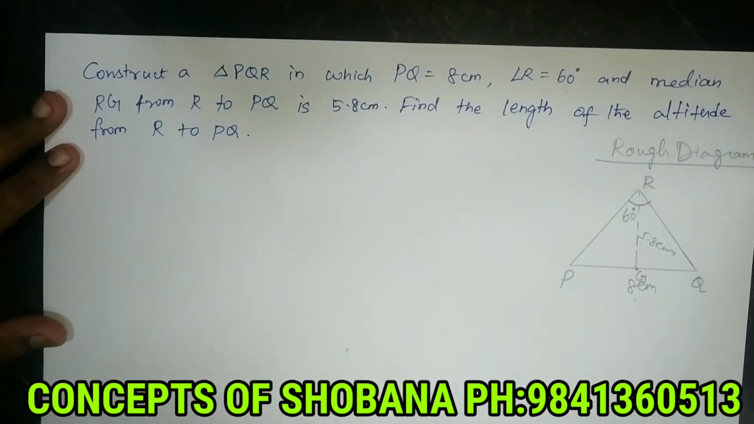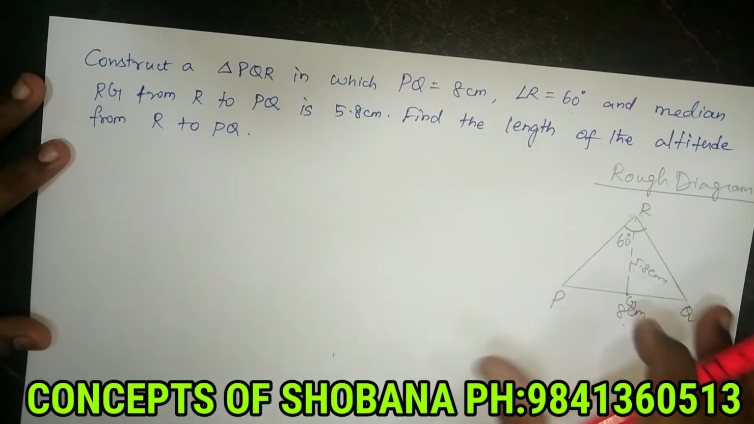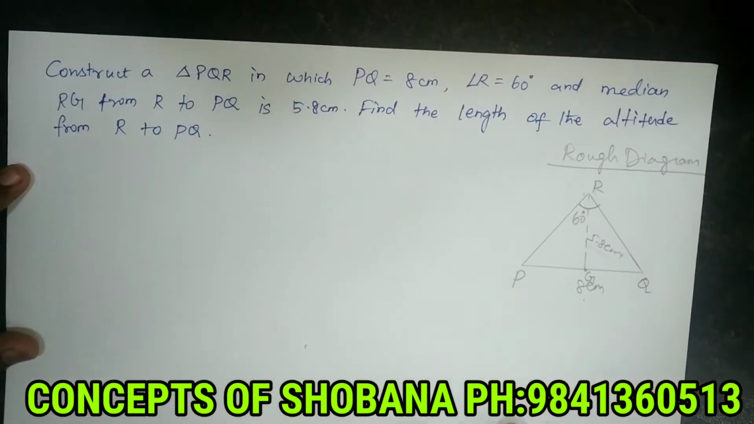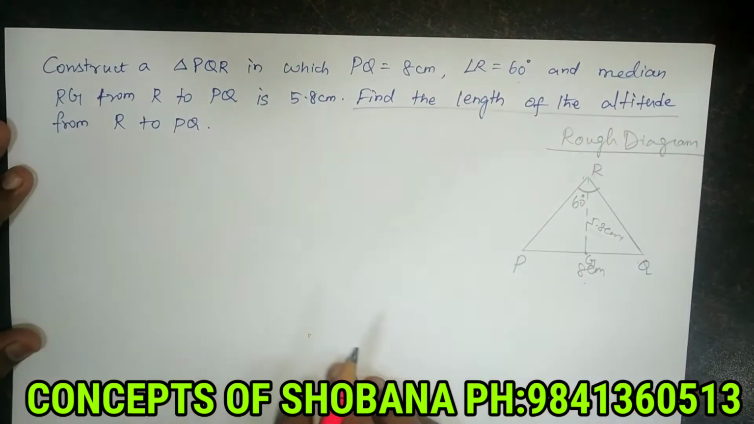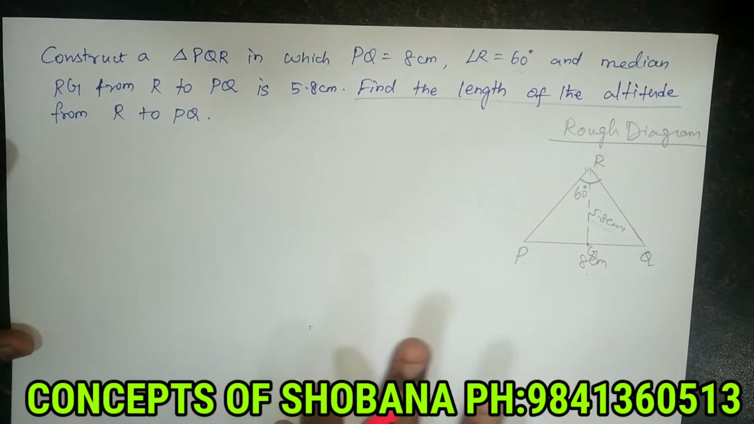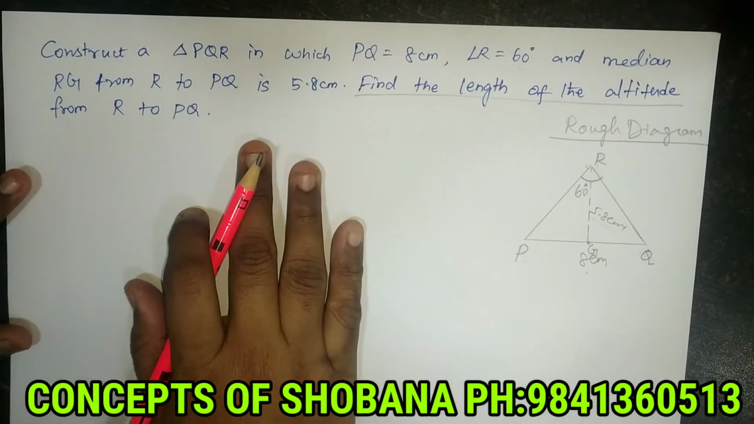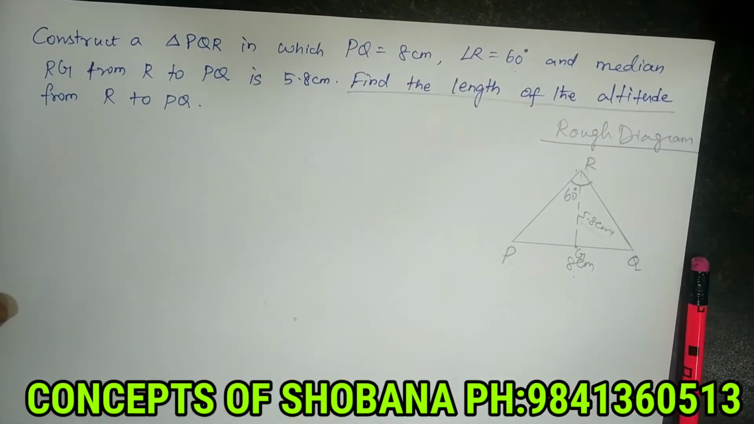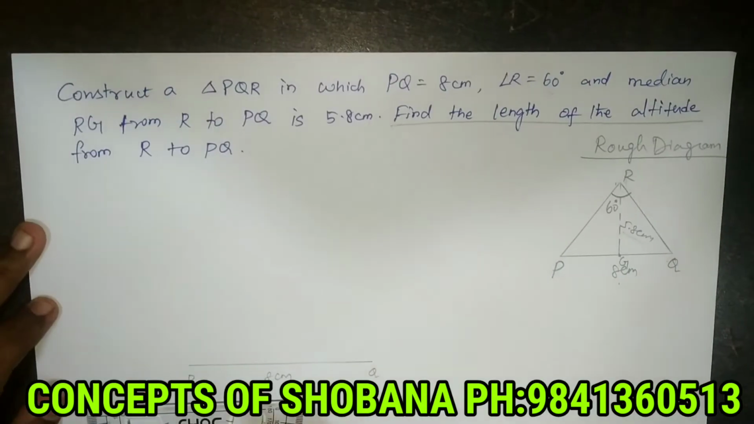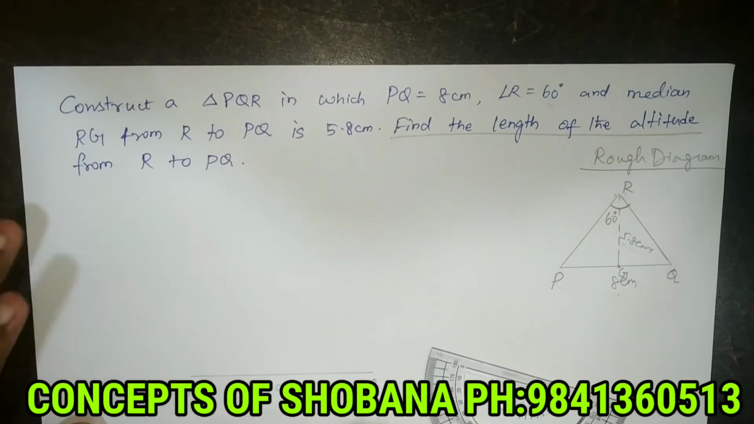Now what are we supposed to do? Now we have to construct the triangle PQR. After constructing, also you have to find the length of the altitude from R to PQ. So first step, first we will construct the triangle PQR. Now we will go into the construction part.